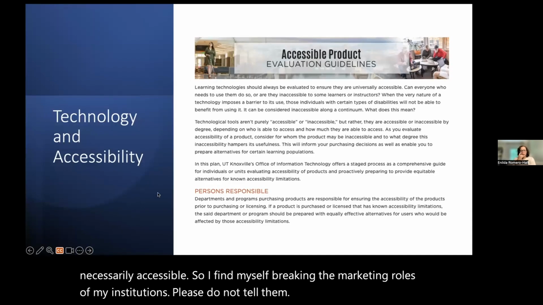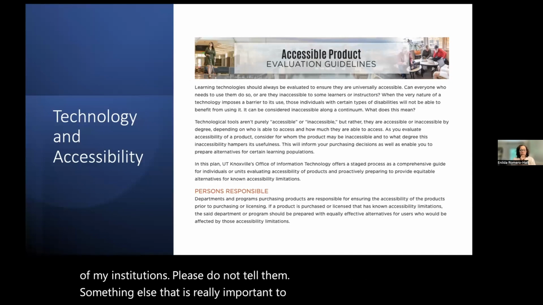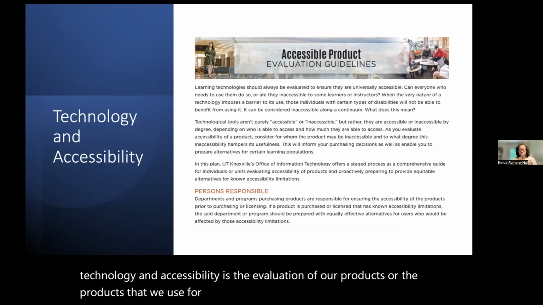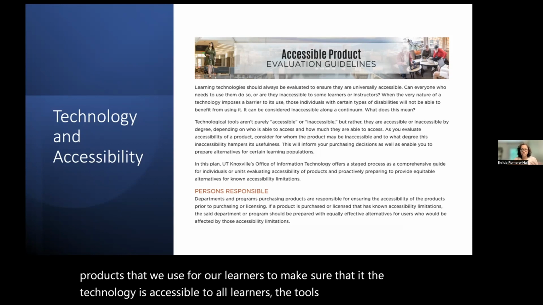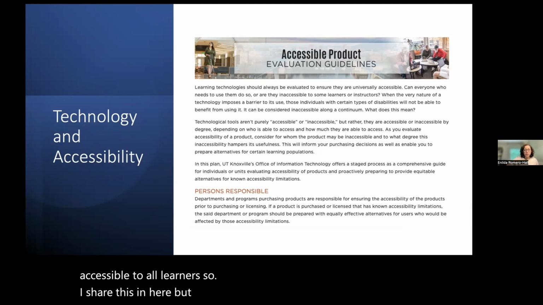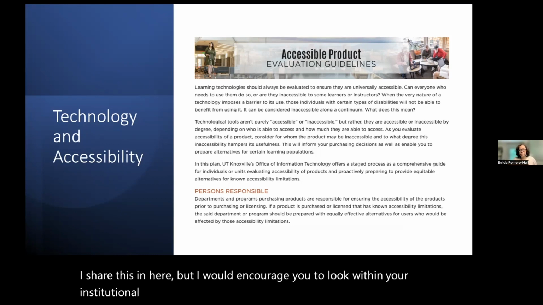Something else that is really important to consider in terms of technology and accessibility is the evaluation of our products, or the products that we use for our learners, to make sure that the technology is accessible to all learners. The tools that we use are accessible to all learners. So I share this in here, but I would encourage you to look within your institutional system to see if they have something similar to it.